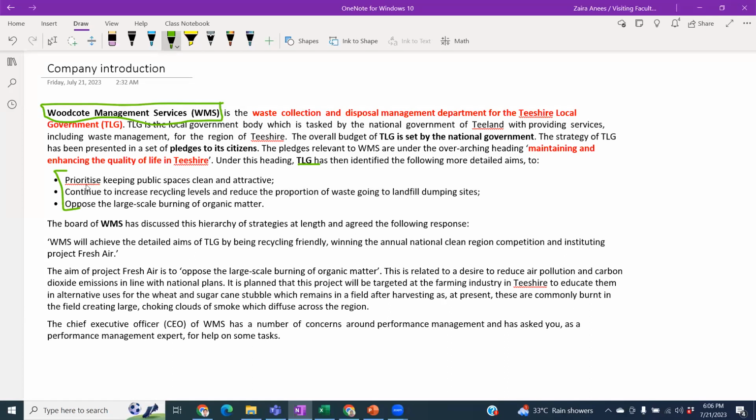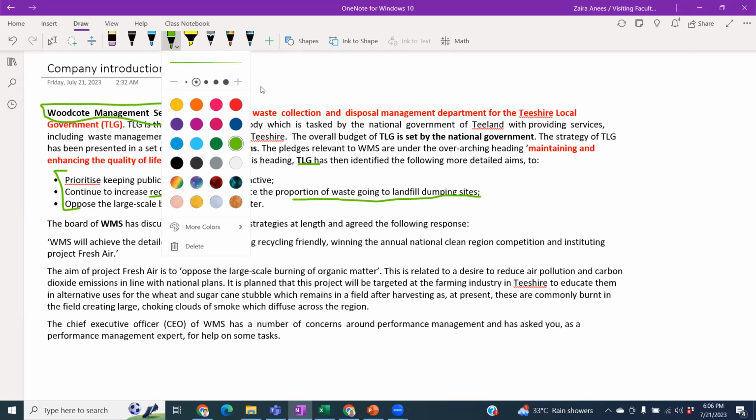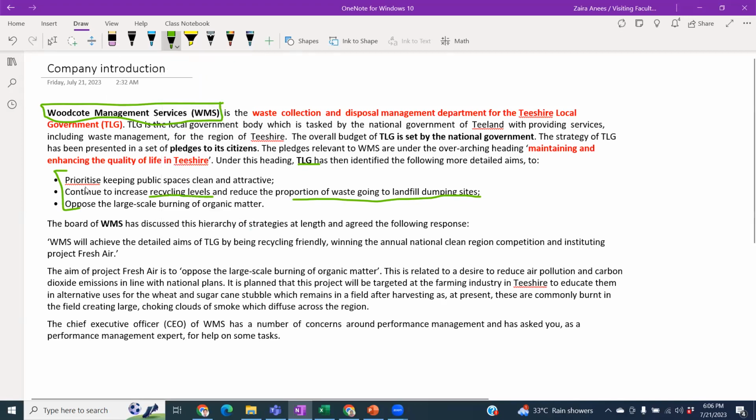So the first objective under the first aim, you can say, is to prioritize keeping public spaces clean and effective. Continue to increase recycling levels and reduce the proportion of waste going to landfill dumping sites. And the third objective of TLG is to oppose the large scale burning of organic matter. Right, so there are three basic objectives of TLG. And the next part is what?